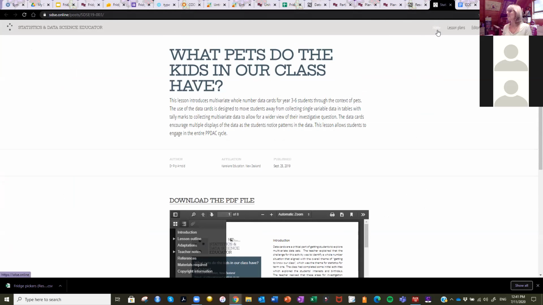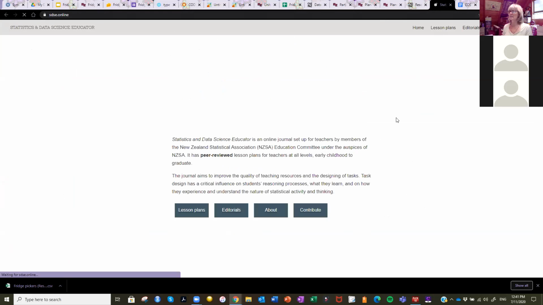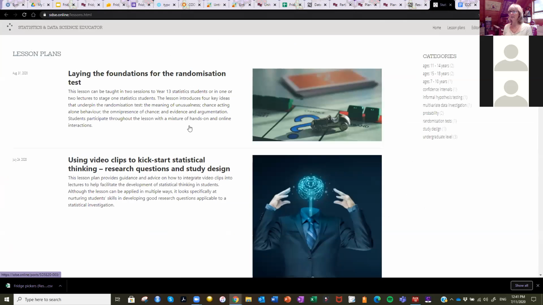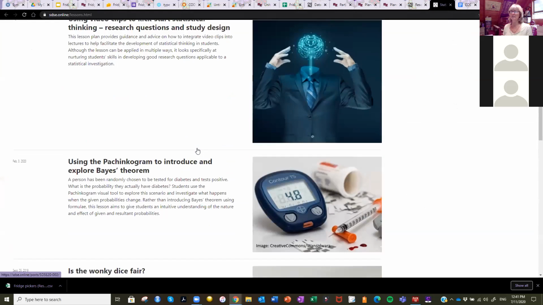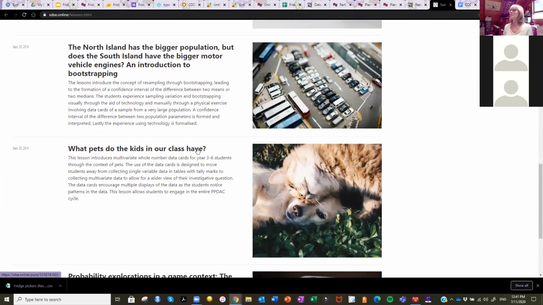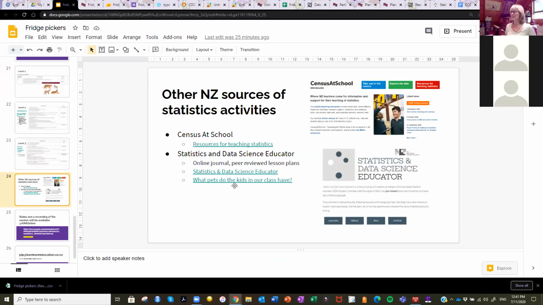I think if I go to home, you'll see that there's a lot of lesson plans, and they're at different levels. So they're doing about 4 a year. So they've all been peer reviewed. So that's a worthwhile place to look at. But the thing about the pets one, like the fridge pickers activity, is that you get categorical data and whole number data. So lots of opportunities there for people to explore.